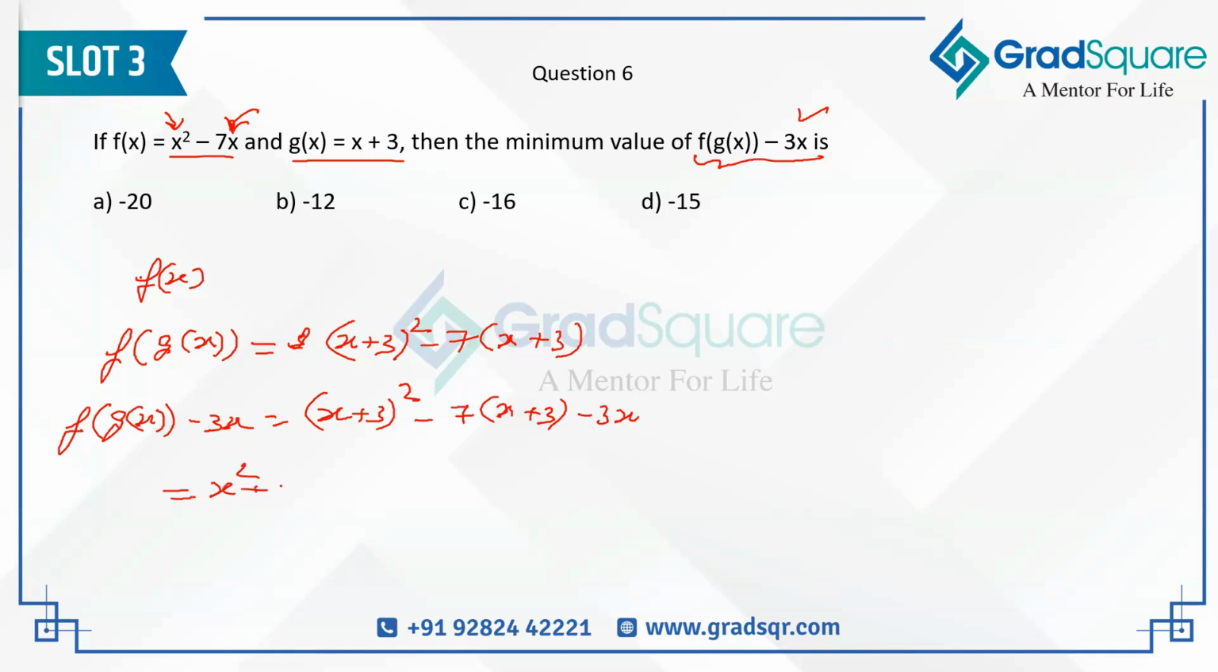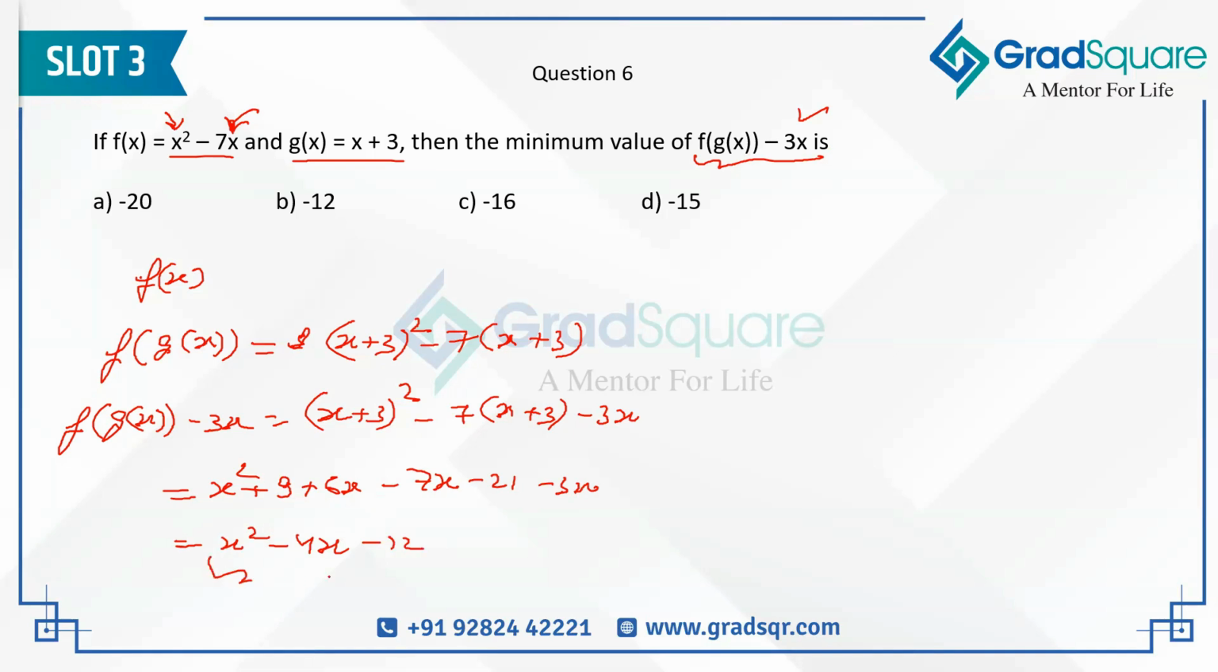x square plus 9 plus 6x, and this then turns out to be equal to minus 7x minus 21, and a minus 3x is what you are looking at. So what are we getting? We are getting x square over here, and we are getting minus 4x over here, and then we are getting a minus 12 over here. This is turning out to be my given function f of g of x minus 3x, right? We need to minimize this.